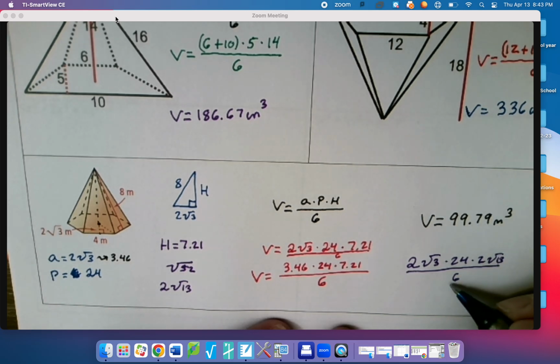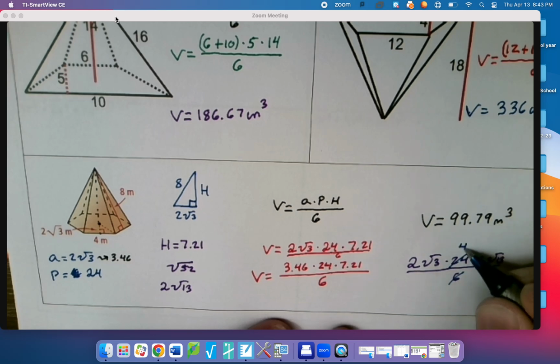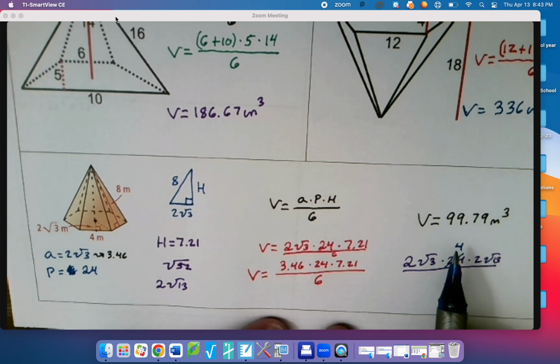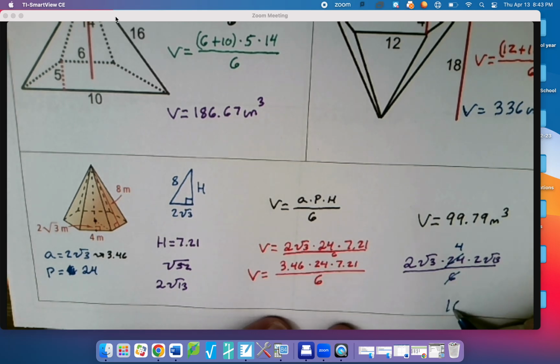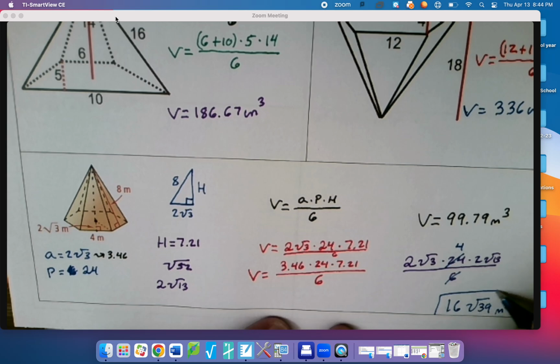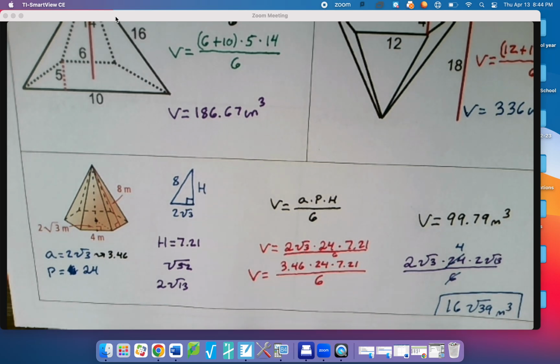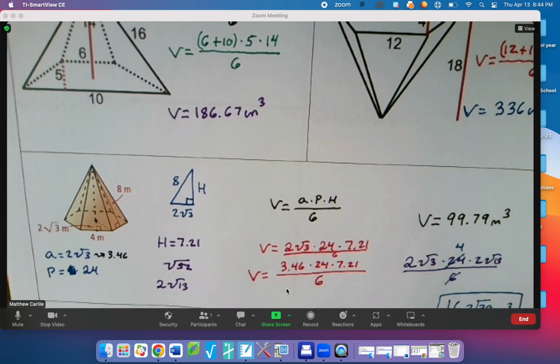We could cancel the 6 out real quick with the 24 and get 4. 4 times 2 is 8. 8 times 2 gets you 16. And then we get root 3 times root 13, and we get 16 root 39 meters cubed. That would be it in radical form if we decide to keep it in radical form.